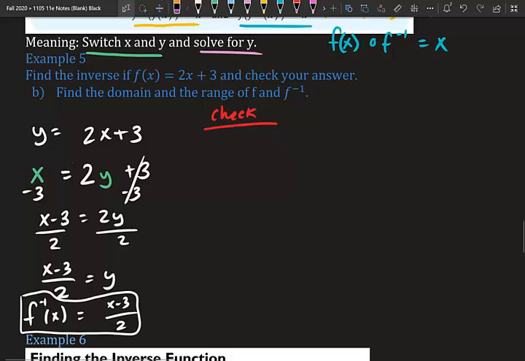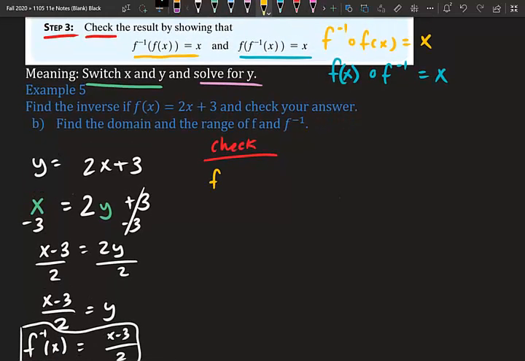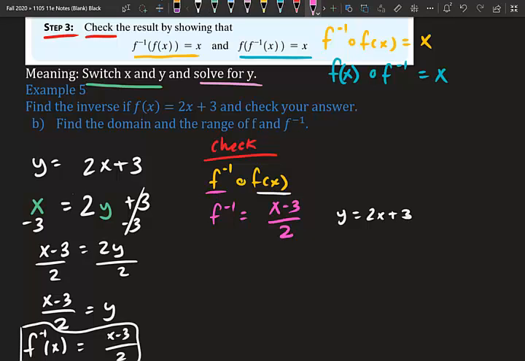Alright, so we have to do 2 things to check it. Our first thing is to form the composite for the inverse. So we're going to plug function into inverse. So our inverse is x minus 3 over 2. Our function is y equals 2x plus 3. So we're going to plug second into first. So let's do that.